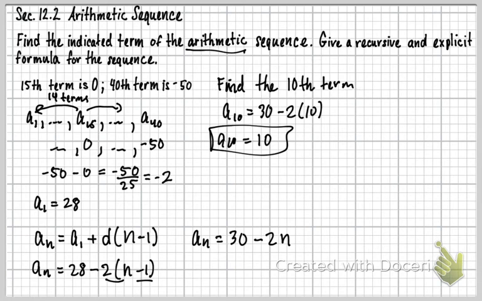And then it says the recursive and explicit formula for the sequence. So now what I'm going to write out is my one answer here. And I'm going to write this one in red. So this is my first one. 30 minus 2n, n equals 1 to infinity. This is my first explicit formula.